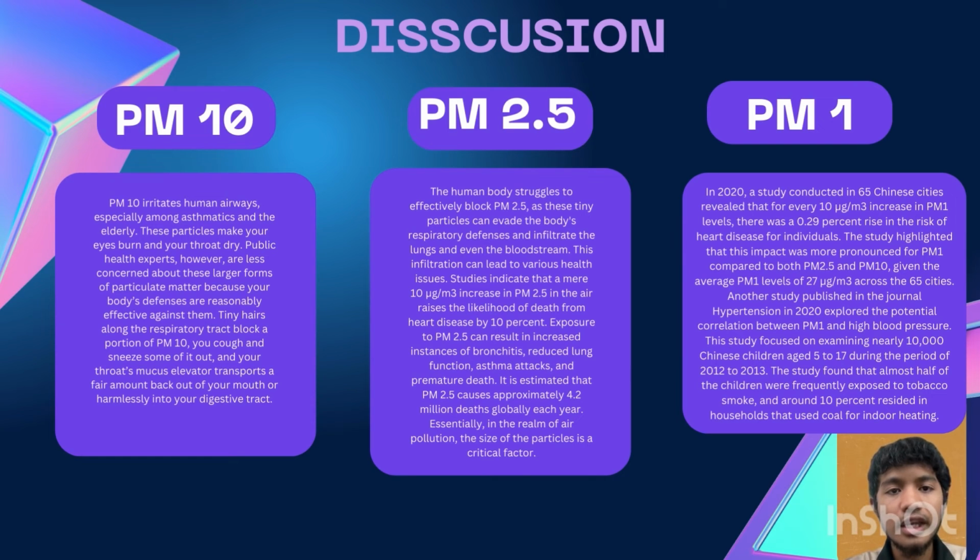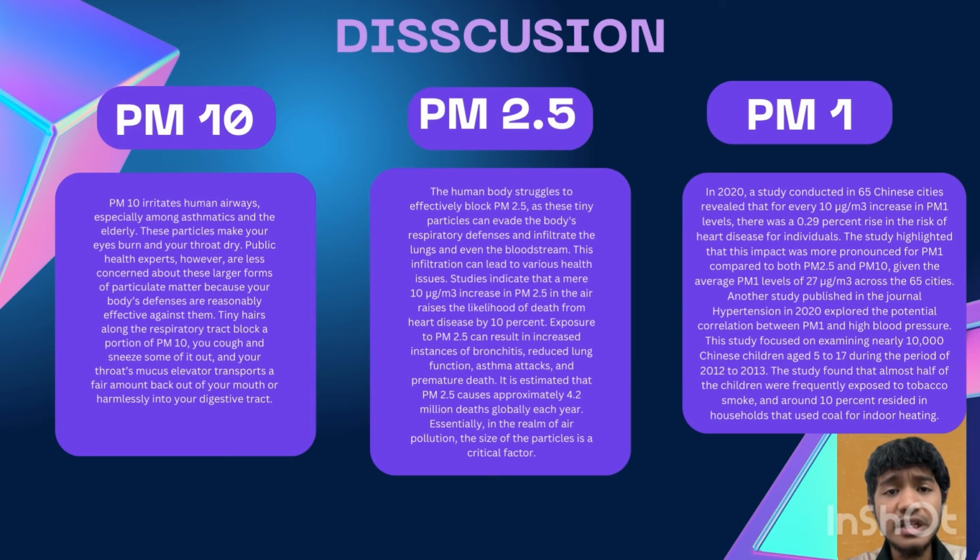For PM1, in 2020, a study conducted in 65 Chinese cities revealed that for every 10 microgram per cubic meter increase in PM1 levels, there was a 0.29% rise in the risk of heart disease for individuals. The study highlighted that this impact was more pronounced for PM1 compared to both PM2.5 and PM10, given the average PM1 levels of 27 microgram per cubic meter across the 65 cities.